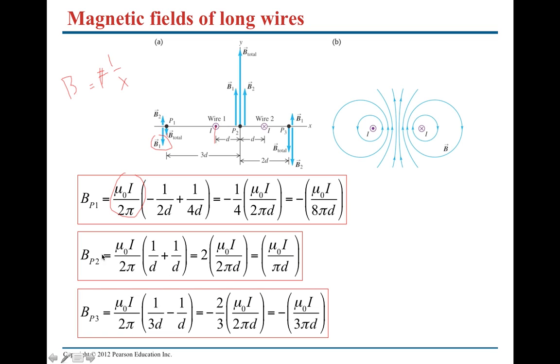So if you look at the magnetic field at P1, it's negative. That's the total magnetic field at this point here. If you look at the magnetic field at P2, it's big, and it's positive. If you look at the total magnetic field at P3, it's greater than this, and it's down. And remember, if you look at the strength of the magnetic field, because there are two wires, the magnetic field here gets stronger, stronger, stronger, but it gets weaker, weaker, weaker as you go away from the wires on the outside.